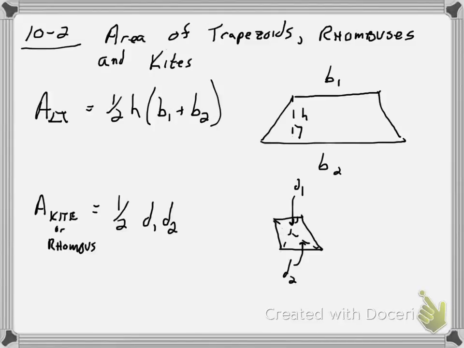10.2 is about the area of trapezoids, rhombuses, or rhombi as I like to call them, and kites. The area of a trapezoid is 1/2 the height times base 1 plus base 2. Again, height makes a 90-degree angle with the base, but it's going to be the side opposite that as well. Then that will be your base 1 or your base 2, it doesn't really matter how you call it. Area of the kite or the rhombus is 1/2 of diagonal 1 times diagonal 2. So you need to know your diagonals for rhombi and kites.